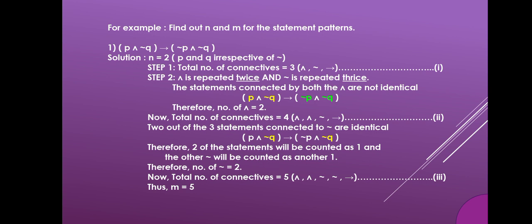So, now, total number of connectives equals 4, which includes 2 and, negation, implication. 2 out of the total 3 statements connected to negation are identical, which is not Q and not Q. 2 of the statements will be counted as 1 and the other negation will be counted separately. Therefore, number of negation equals 2. So now, total number of connectives equals 5, which includes 2 and, 2 negation, 1 implication, thus, m equals 5.